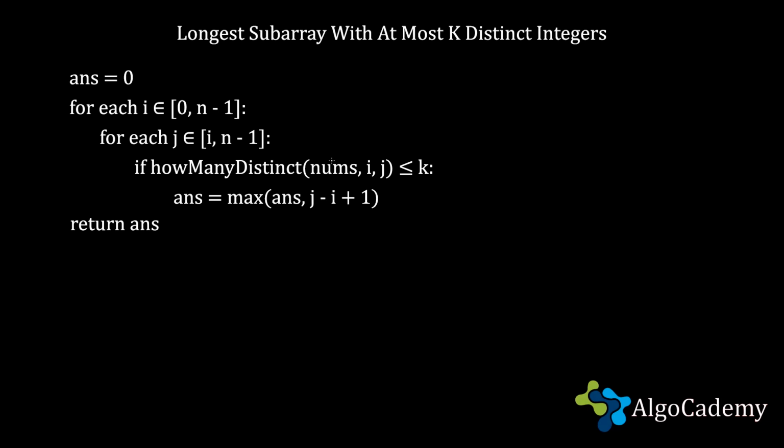What are my atomic operations here? The return, which is constant, the initialization, which is constant, they both happen only one time, and then I'm going to have this assignment and computing the maximum, also constants. And here I'm going to have an if statement, which calls the function how many distinct and then compares the result with k. So the comparison is obviously constant time, but the tricky part here is that we need to know what is the time complexity of the how many distinct function.